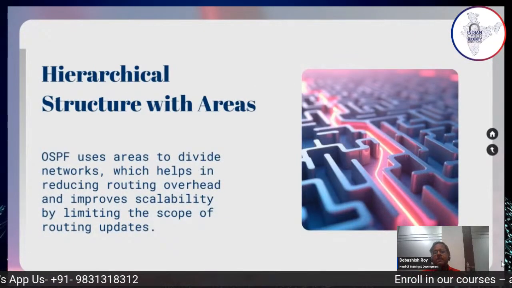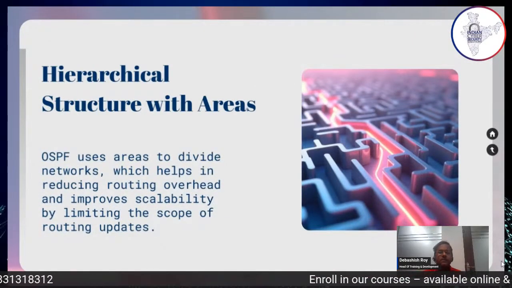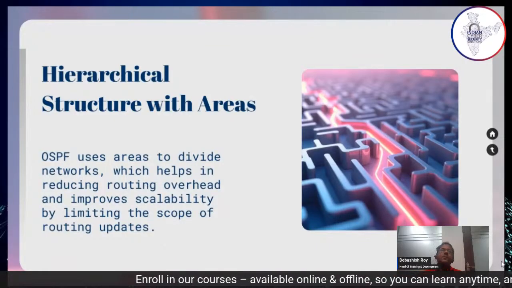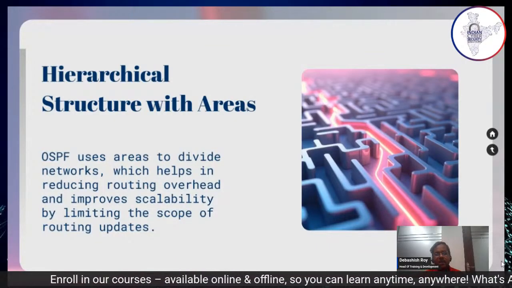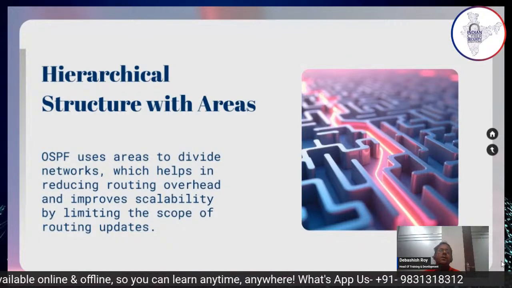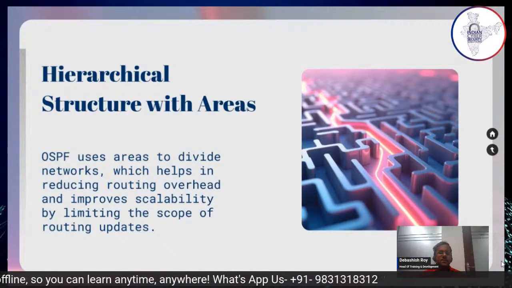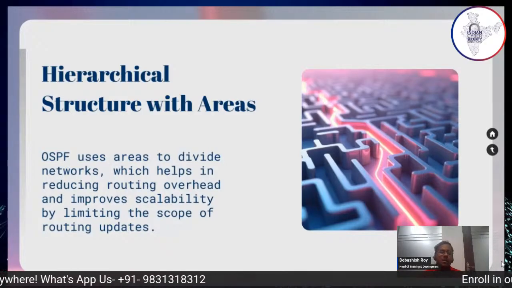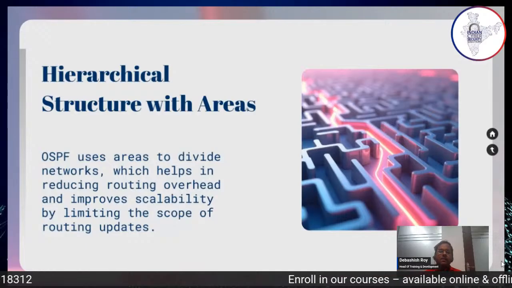Then it has a hierarchical structure with areas. So OSPF uses areas to divide networks, means it wants to divide the autonomous system into different areas, because an autonomous system has a lot of LSAs. And if you do not divide the autonomous system into areas, then it will create a lot of LSA flooding. It helps in reducing routing overhead and improves scalability by limiting the scope of routing updates.